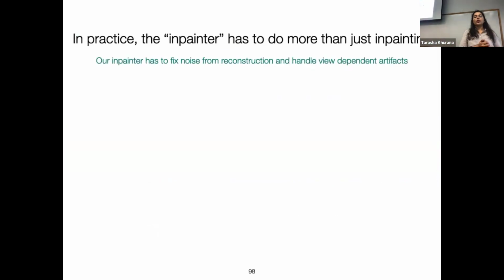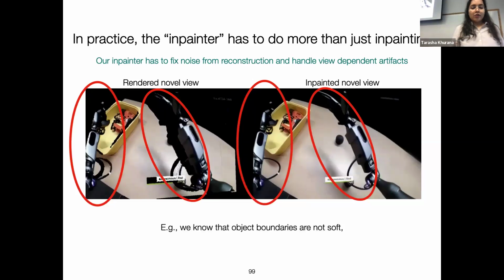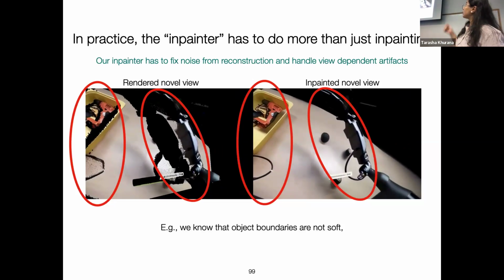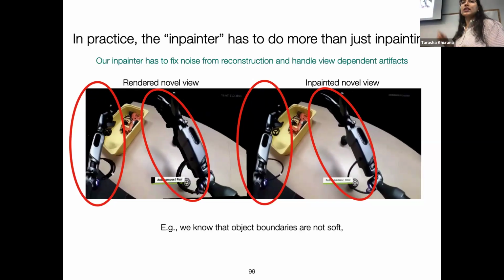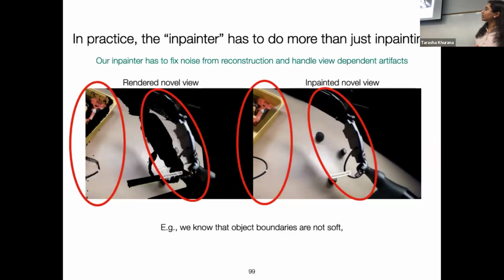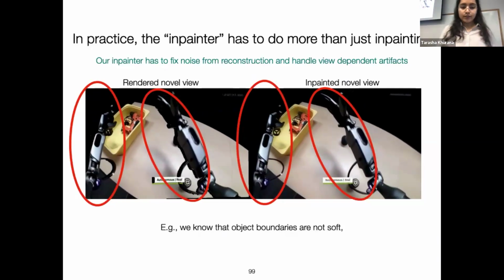So one more thing I want to point out here is that the in-painter that we are building has to do more than just in-painting. This is mostly because the first stage of our pipeline, where we are using off-the-shelf SLAM methods, is not perfect. So for instance here, MegaSaM produces smeared depth around this robot arm, which results in these highlighted artifacts. And so our model has to work to correct the artifacts that are highlighted.